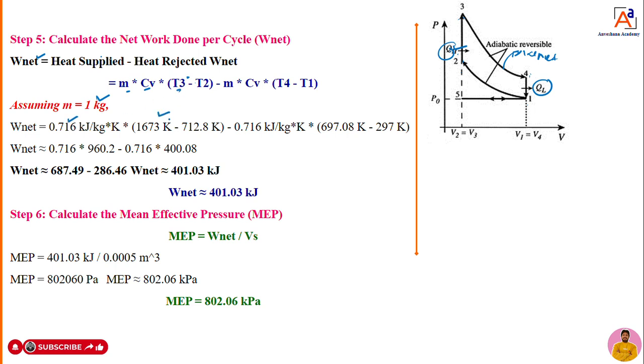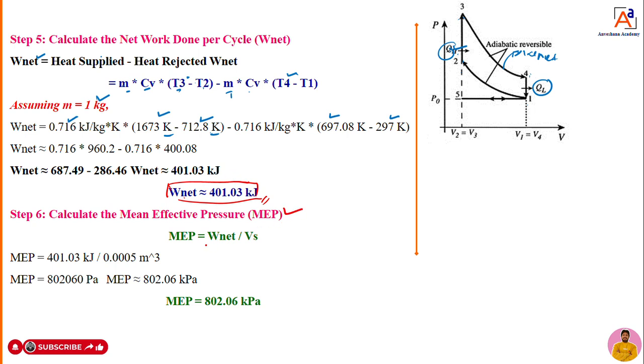Then T3 I know, I will substitute. Then T2 I will know, I will substitute. I am maintaining consistent units. Fine. Minus m is 1, neglect it because constant mass. Then Cv 0.716. Then T4 you already calculated, substitute. T1 is also given in the problem, substitute. Then do simplification, you are going to get the total work done. You are going to get the net work done is equal to 401.03. Once you know this, then easily you can calculate the mean effective pressure.